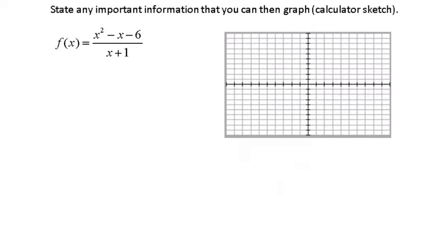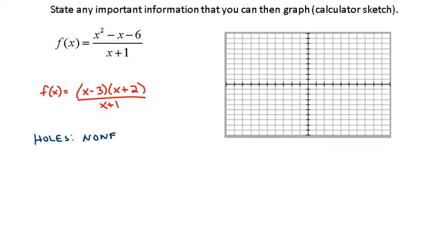So what ends up happening is, first thing you have to do to this one is actually factor. So factors of 6 that give you 1 would be 2 and 3, and it's going to be (x minus 3)(x plus 2) all over x plus 1. Alright, first one is any holes. Any holes exist wherever you canceled something out. In this problem, nothing cancels out, so there are no holes.